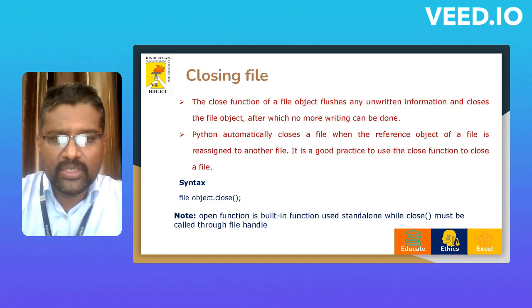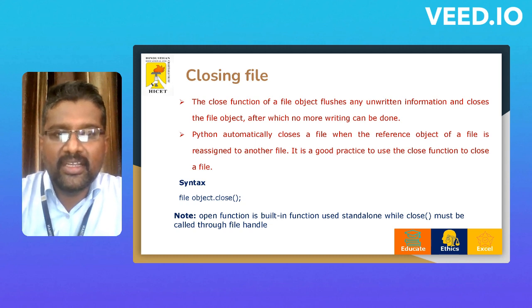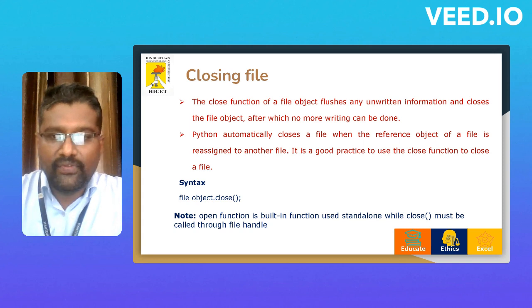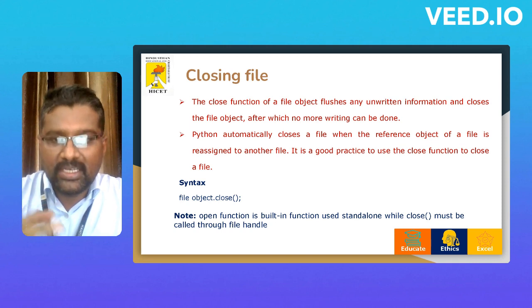The next topic is closing a file. What is the necessity of closing a file? The close function of a file object flushes any unwritten information and forcefully closes the file. It is a must that when a file is opened, it should be closed. The built-in function used for closing is file object dot close.